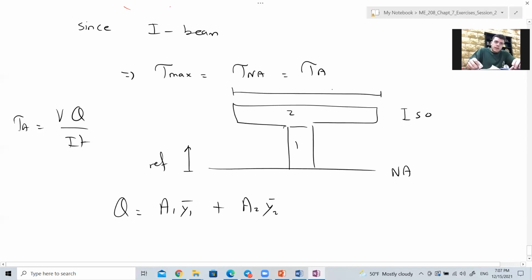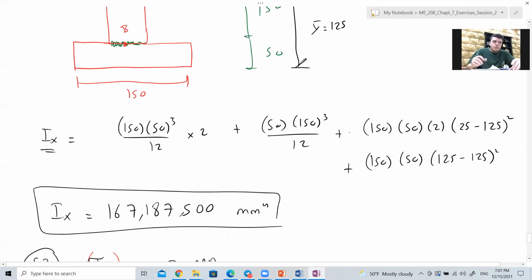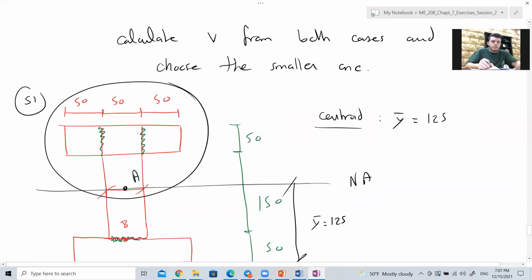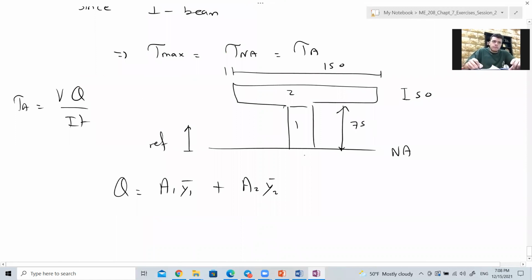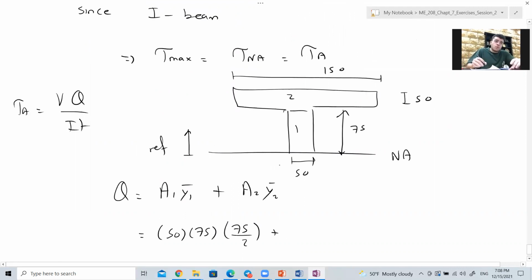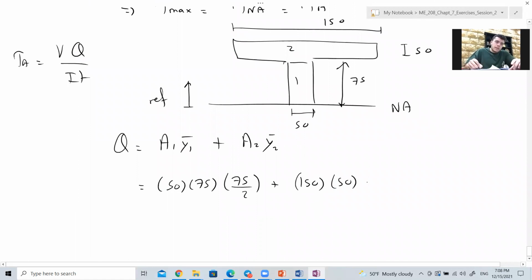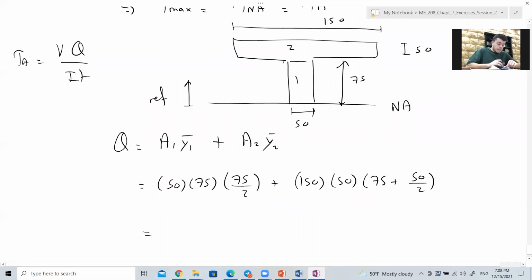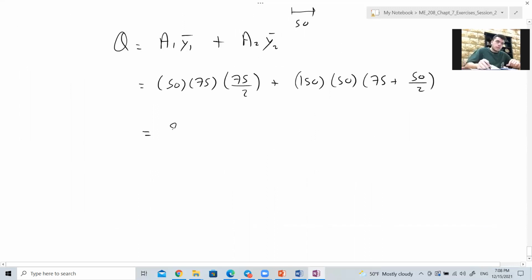We have 50, and the whole thing is 150. This from here to here should be 75. I am taking the area above. So this is 75, and of course this is 50. The area 1 is 50 times 75 times 75 over 2. The area 2 is 150 times 50 times 75 plus 50 over 2. That gives 890,625 millimeter cube. This is Q.